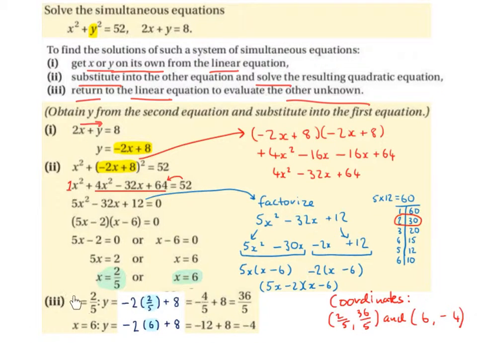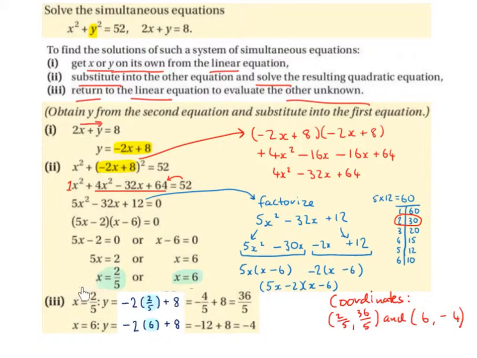So when x is equal to 2 over 5, y is equal to minus 2 multiplied by 2 over 5 plus 8, which is equal to minus 4 over 5 plus 8, which is 36 over 5. So one of our y values is 36 over 5. When x is equal to 6, y is equal to minus 2 multiplied by 6 plus 8, which gives us minus 12 plus 8, which gives us minus 4. So our other y value is minus 4.